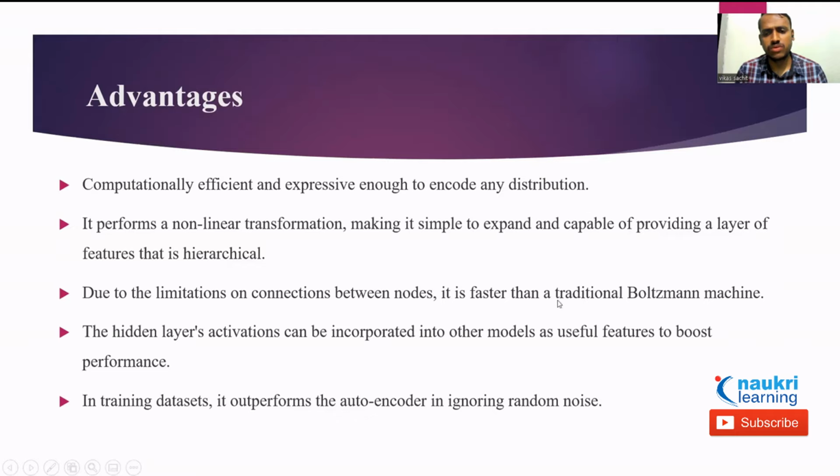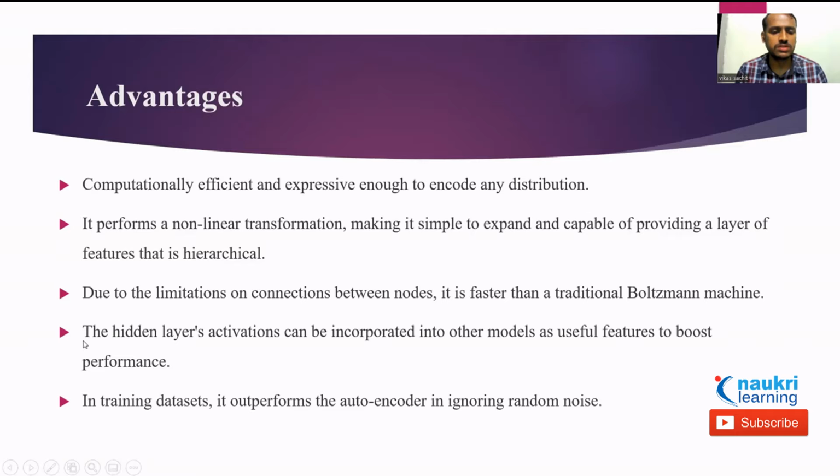For example, if you know about the traditional Boltzmann machine, there was a connection between visible layers also. So that is removed. This is an input version of the traditional Boltzmann machine. So when you remove the connection between the nodes of the same layer, then you can say that the training is fast. So accuracy is also improved.